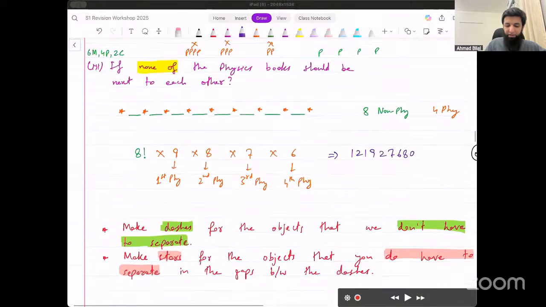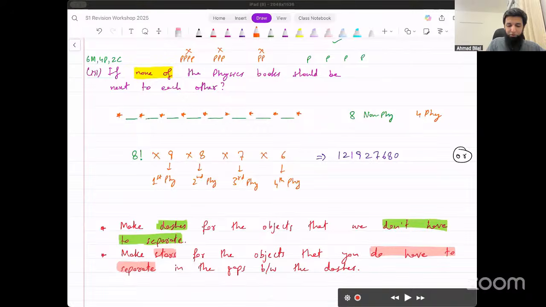However, when they say something like this, that out of those 12 books, there are 4 physics books, and what we want is that none of the physics books should be next to each other. None of the physics books, that means that even 2 cannot be together, 3 cannot be together, 4 cannot be together. All of these cases are not allowed now. So this method, the dashes and stars method, we use this when we want to separate all objects of a particular type. Okay. Now, how does this method work?